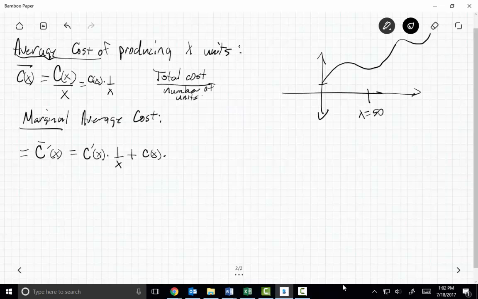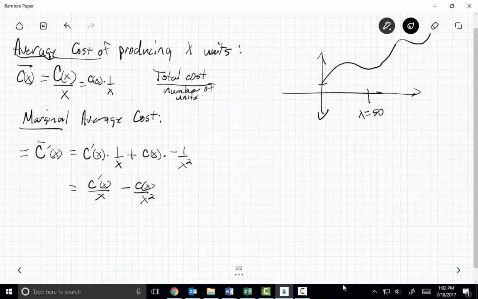Well, we've memorized the derivative of 1 over x, which is negative 1 over x squared. So if I want to clean this thing up, look at what happens. I get C prime of x over x minus C of x over x squared. And there's my marginal average cost, right? Derivative of the first times the second as it stands, plus the first times the derivative of the second. I just cleaned it up and made it pretty.